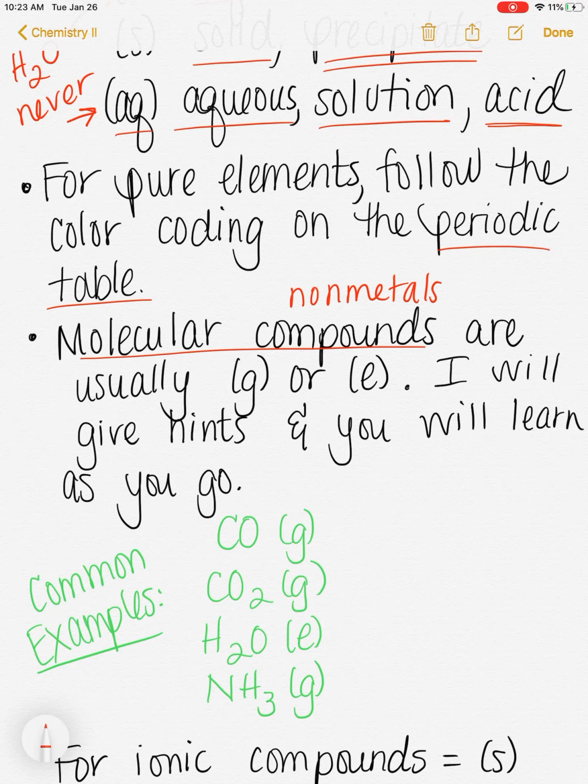Some common examples: carbon monoxide, that's a gas. It is around us. It's a toxic gas, so we don't want a bunch of it around us, but I feel like you ought to know that carbon monoxide and carbon dioxide are gases. Water is a liquid at room temperature. NH3 is a substance called ammonia. It's a common chemical we're going to work with.